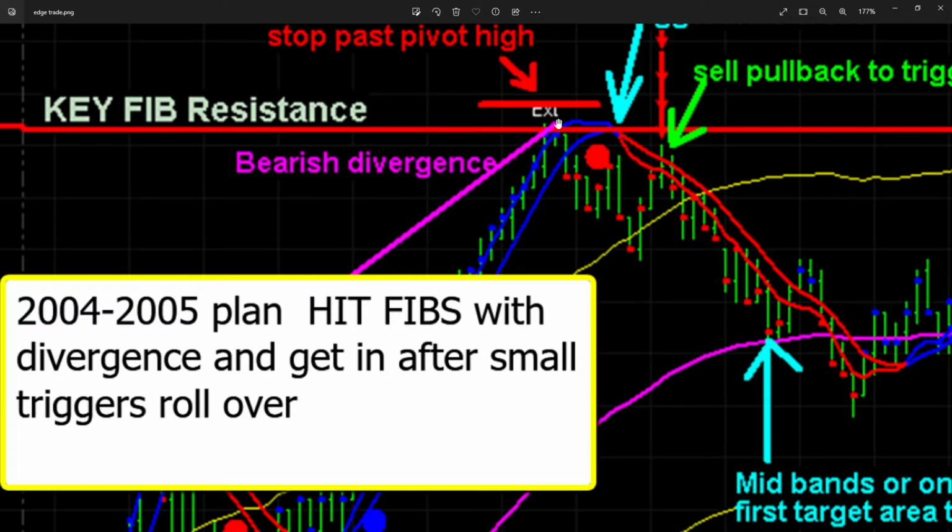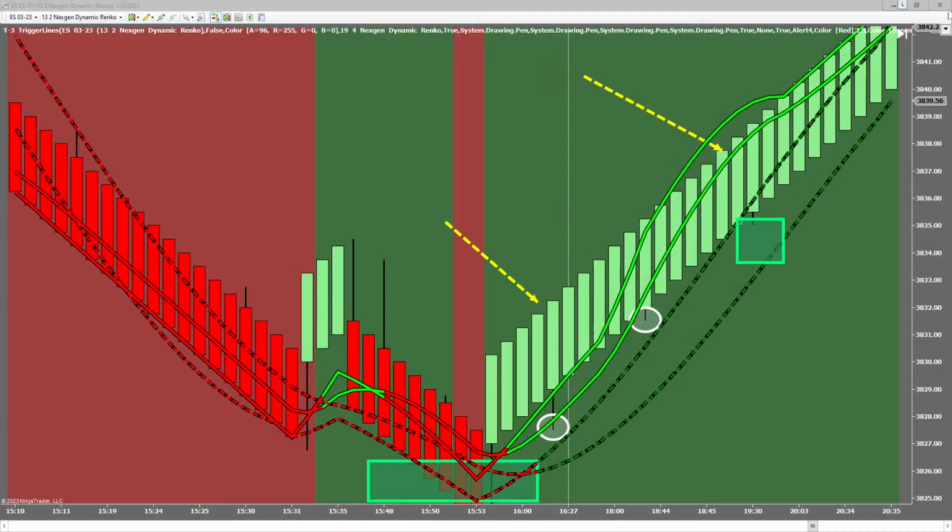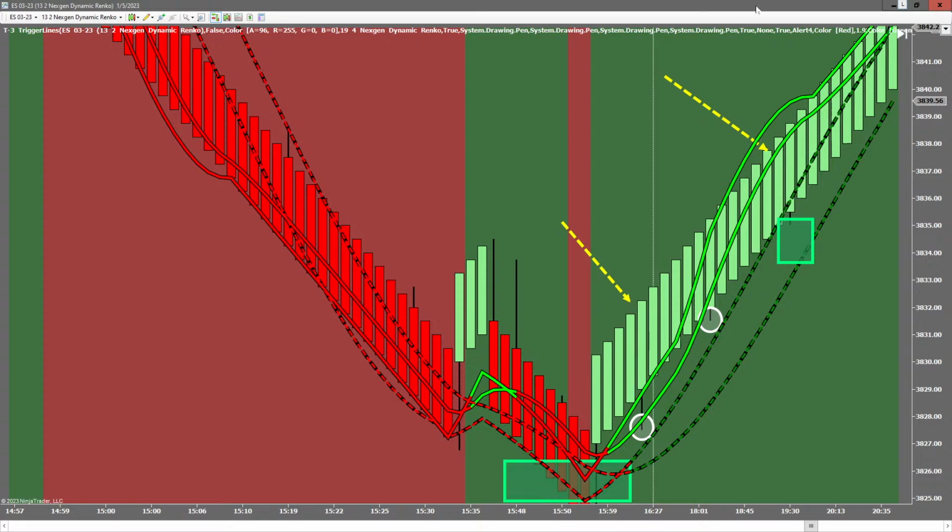Isn't that the same trade I'm telling you guys is in my plan right now? A good top, first momentum, buy or sell the first pullback. Same trade, nothing's changed. All right, now I'm gonna put this all back together again.